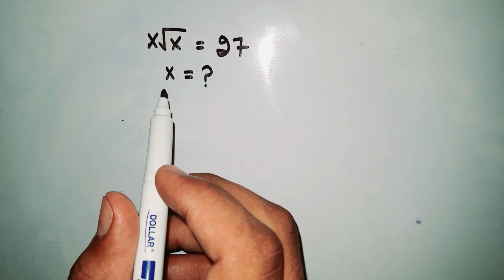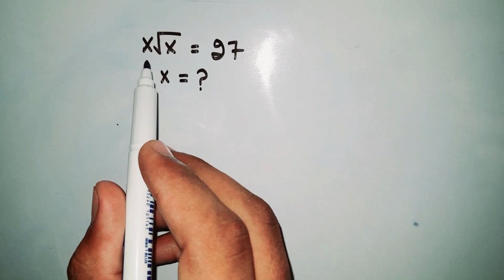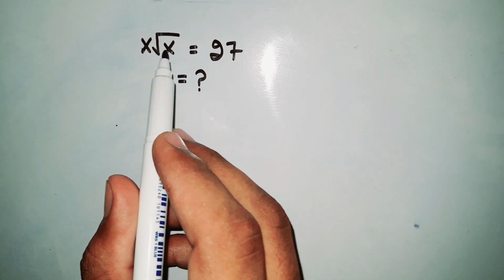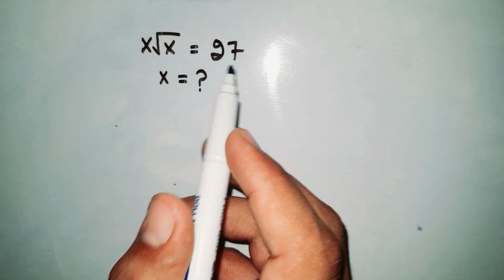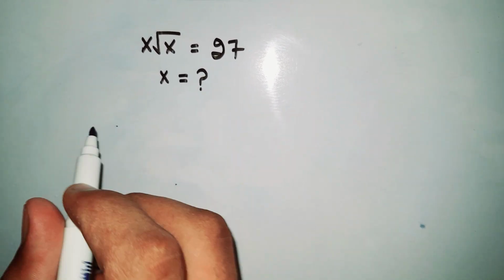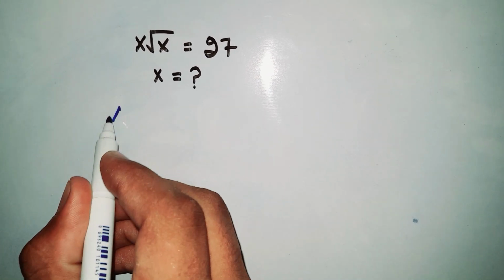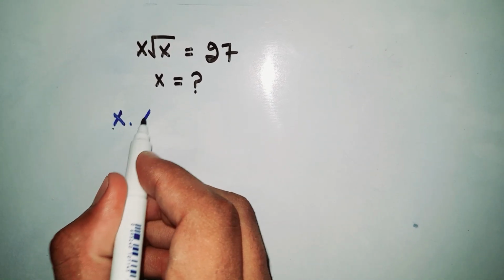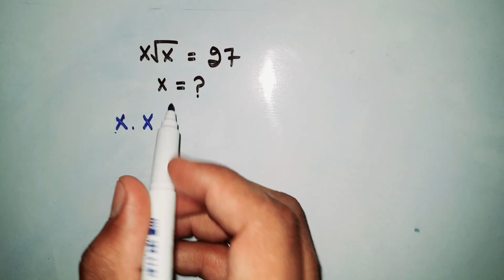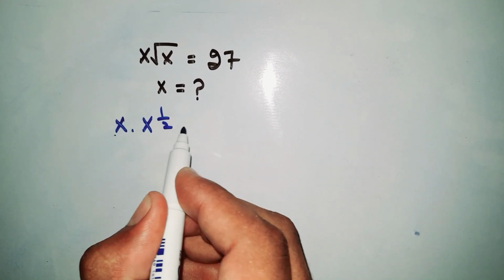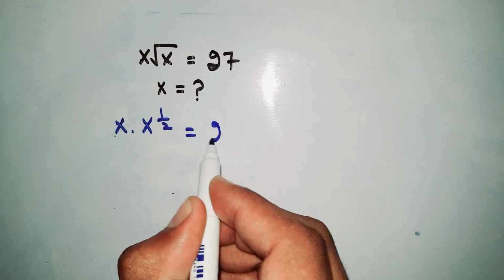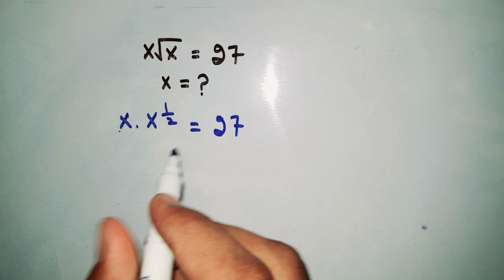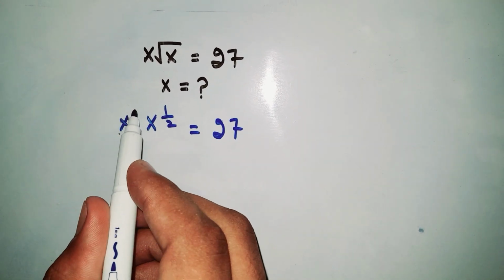In this video we are going to solve this beautiful problem that x square root x is equal to 27. X is equal to what? So first of all, here we write x multiply by x to the power 1/2 is equal to 27. So now when bases are same, we just add the powers.